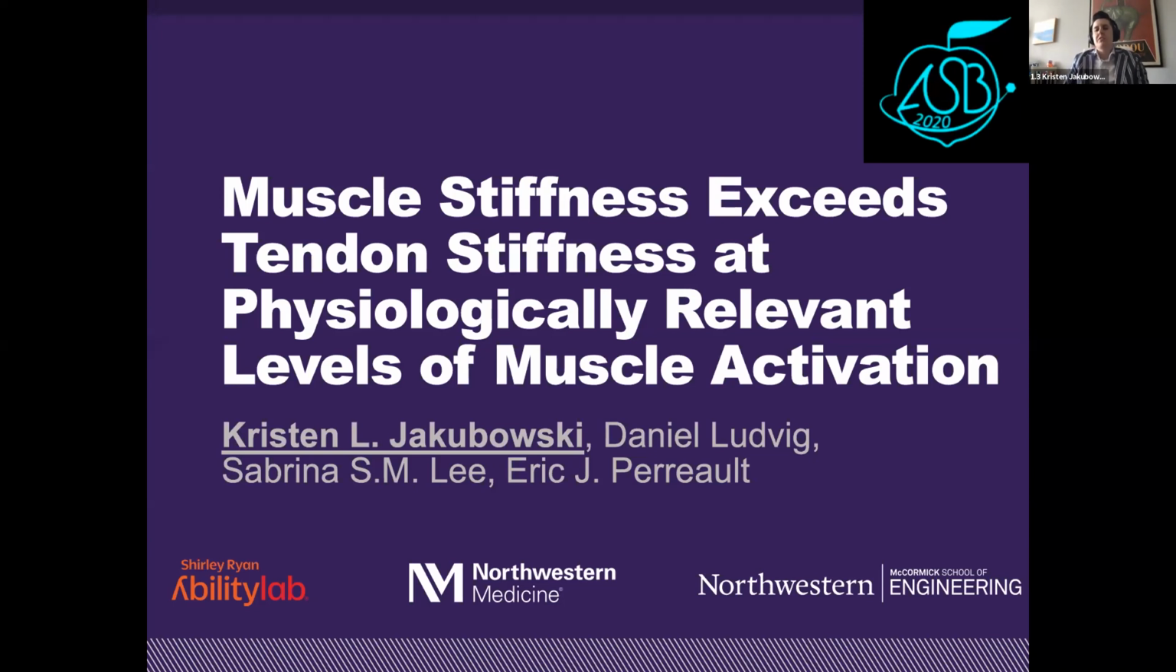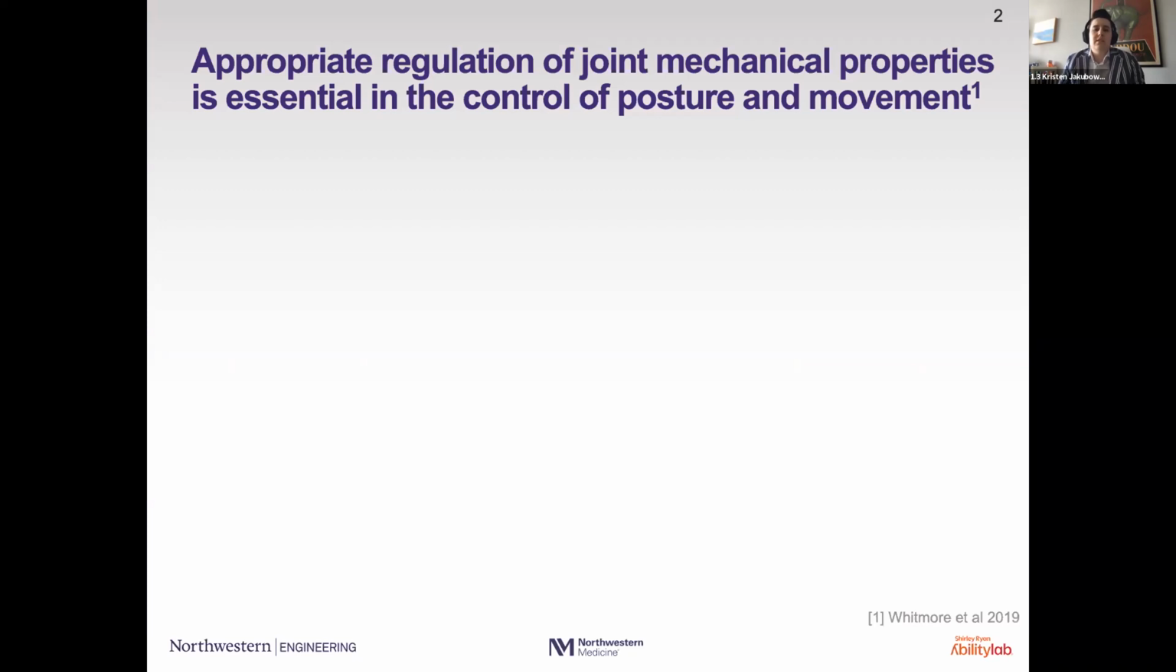Hello, my name is Kristen Jakubowski, and today I'll be discussing our recent finding that muscle stiffness exceeds tendon stiffness at physiologically relevant ranges of muscle activation. The ability to successfully navigate our environment, such as adapting to uneven terrain or resisting postural disturbances, requires the appropriate regulation of joint mechanical properties.